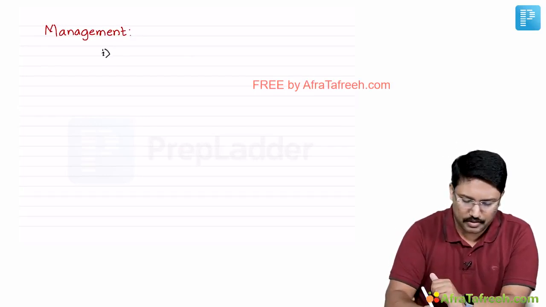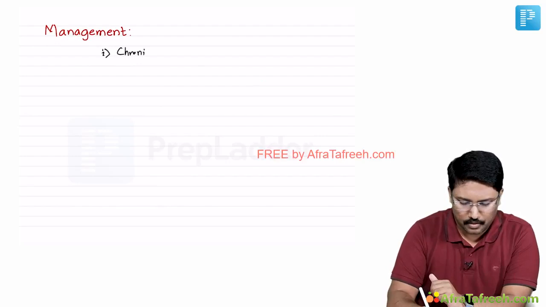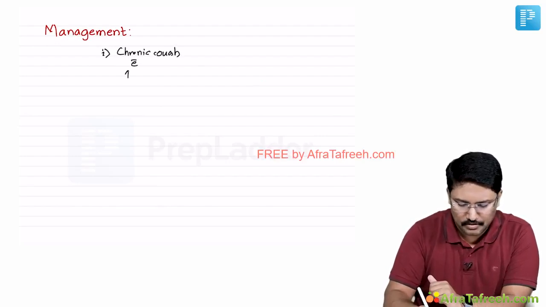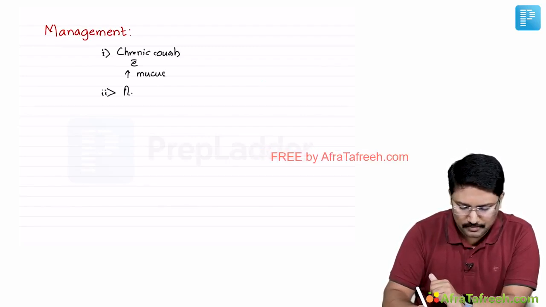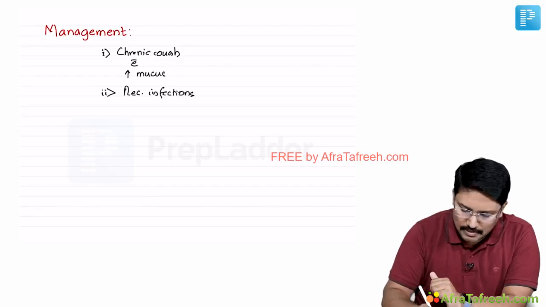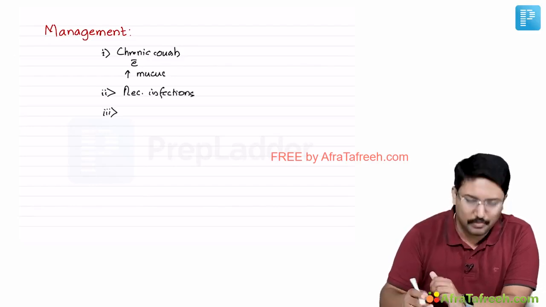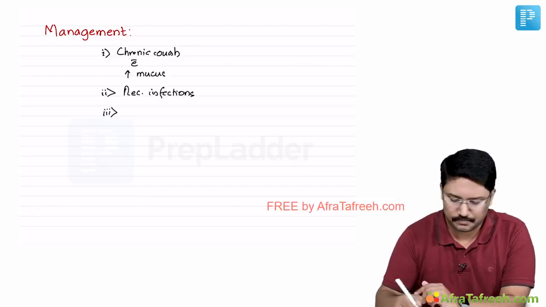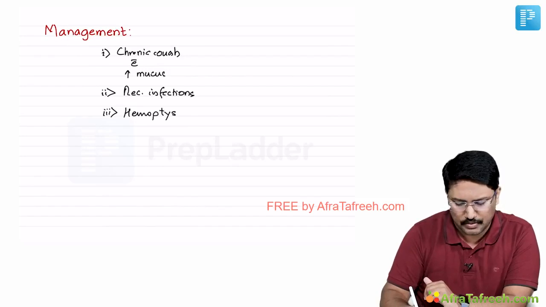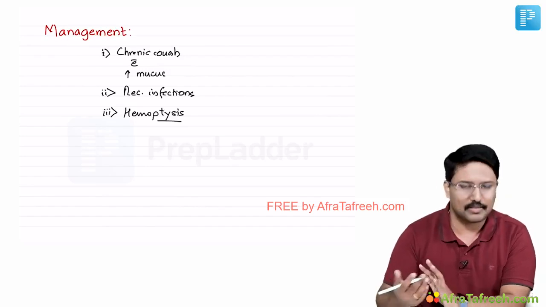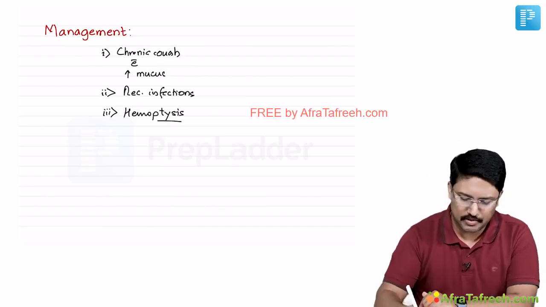Problem number one is chronic cough with increased sputum or mucus production. Number two is recurrent infections. And number three, these dilated bronchi, I forgot to tell you, might also present with hemoptysis. Sometimes there may be bleeding, not massive usually. Submassive hemoptysis is a problem, right? So how can we help these patients?